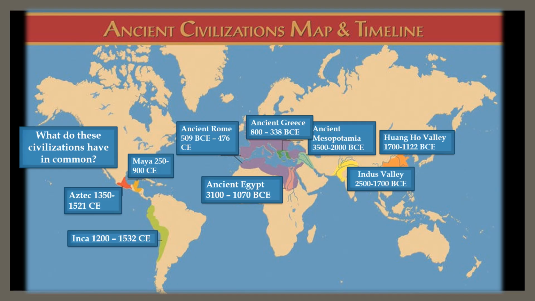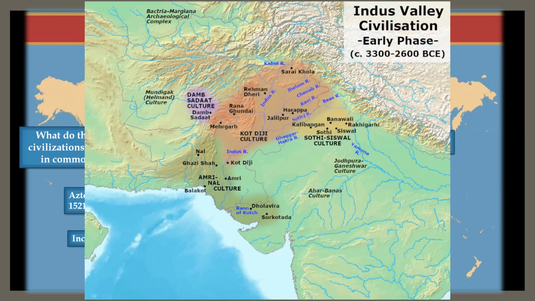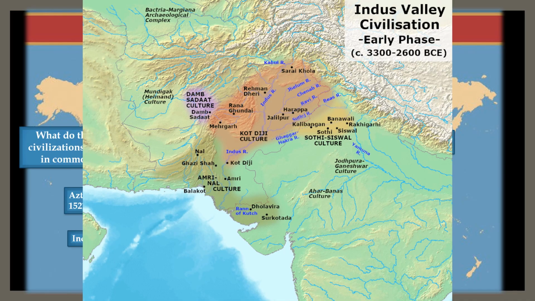Now moving forward, what do these civilizations have in common? So first up, we're going to look at the Indus Valley. And Indus Valley was roughly 3300 to 2600 BCE in its early phases. And we already noticed that most of the cities are popping up along the rivers.